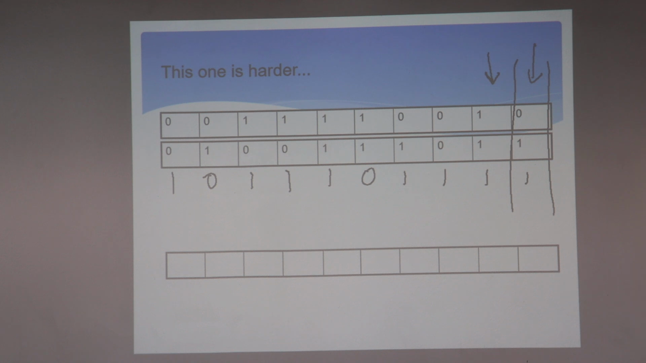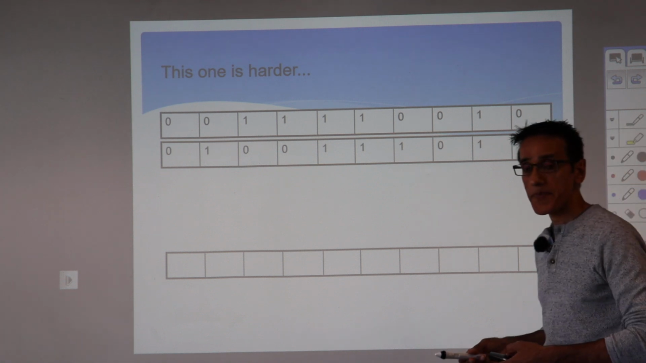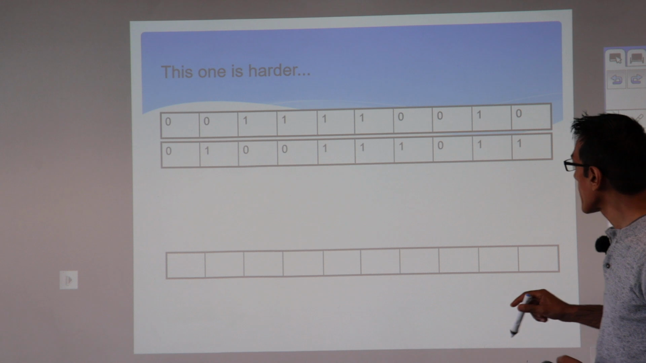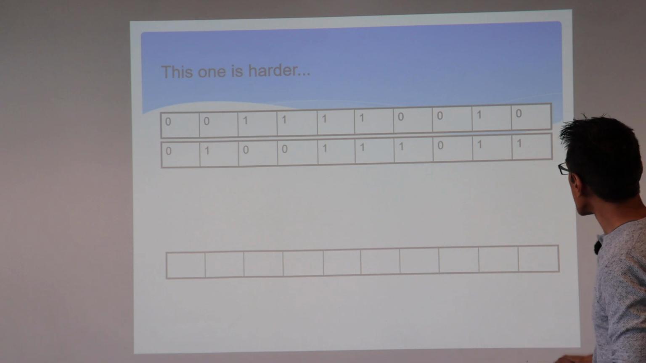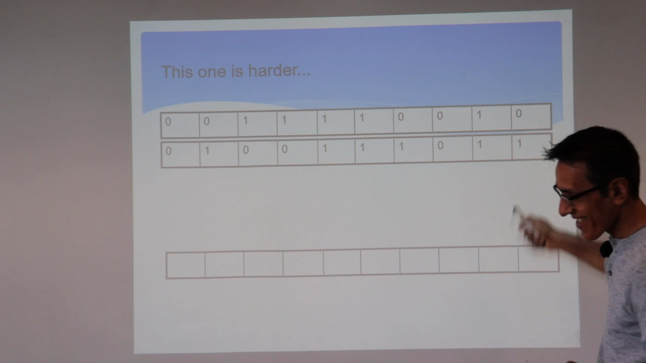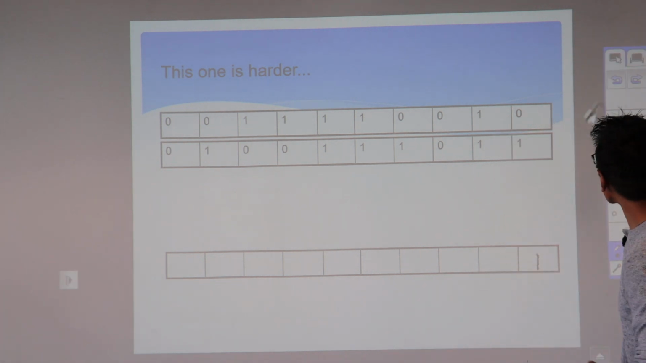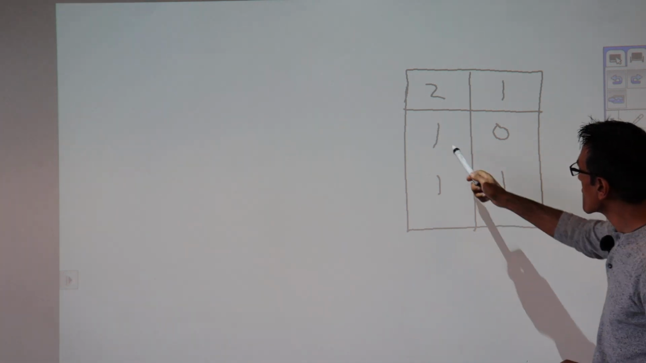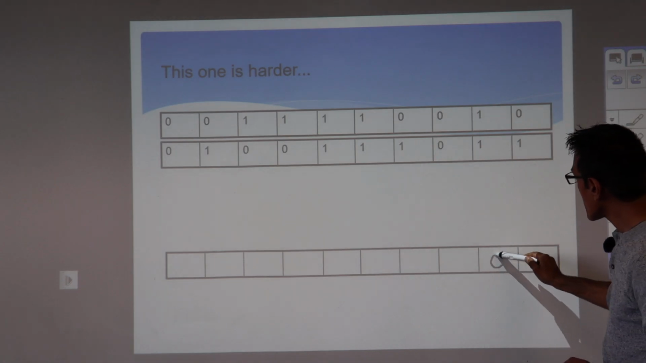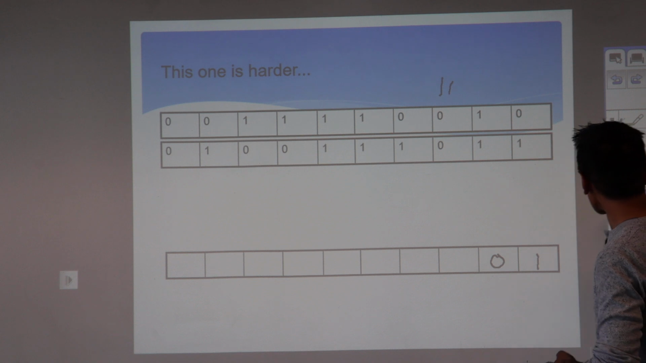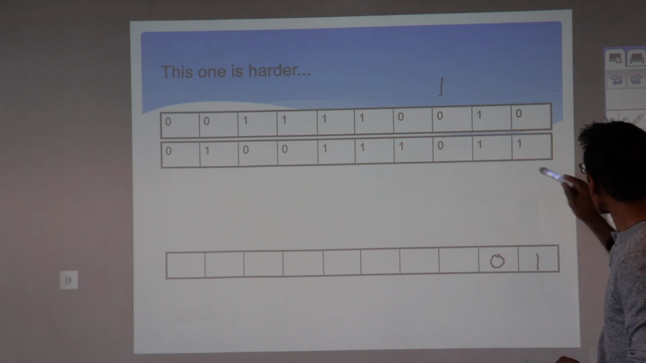Okay, this one's a wee bit harder. This one is going to have some carries. Let's do some carrying. That was a joke. 0 plus 1 is 1. 1 plus 1 is 2. 2 is 0 carry 1.